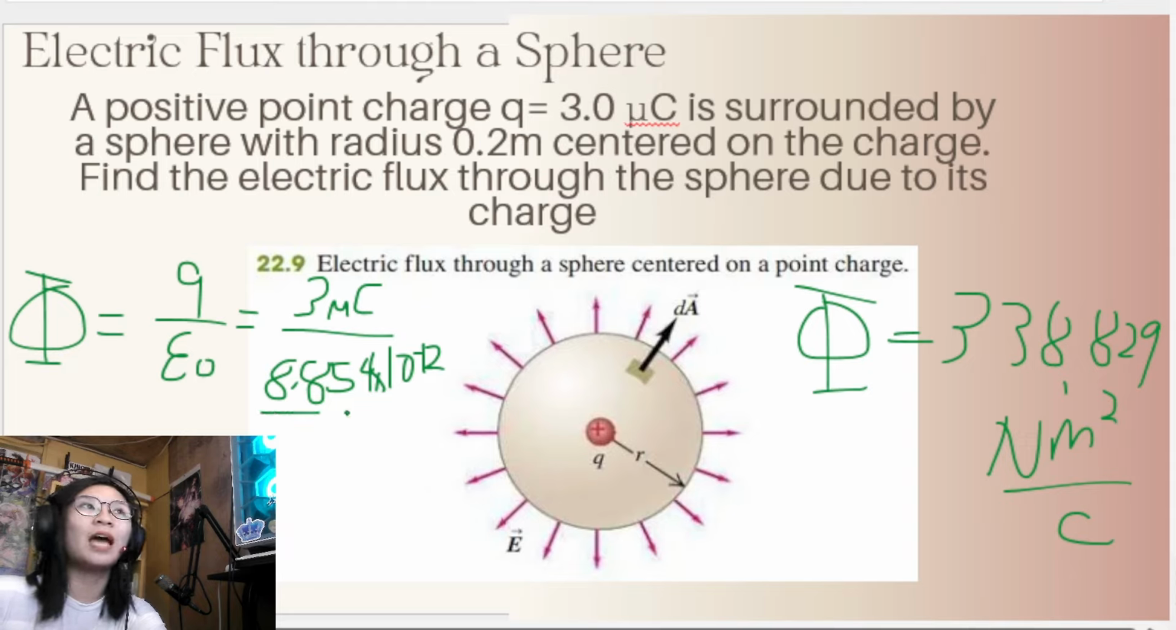So remember that the epsilon naught is a constant. Constant na siya. Okay? So therefore, in Gauss law, if naka-charge inside this closed surface, your electric flux will only depend on your charge. So your flux here is positive 338,829. That is because your charge is also positive.